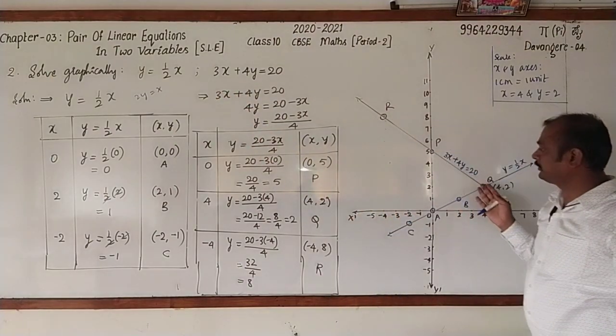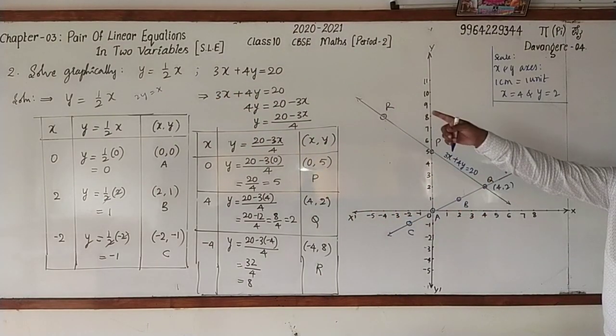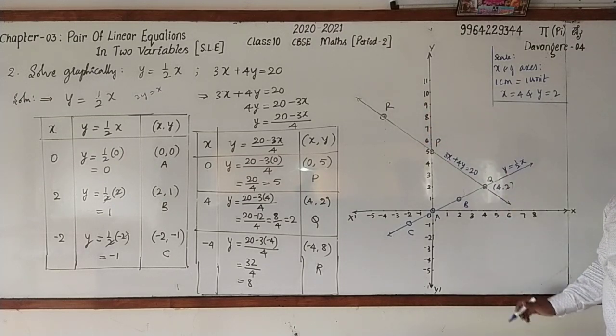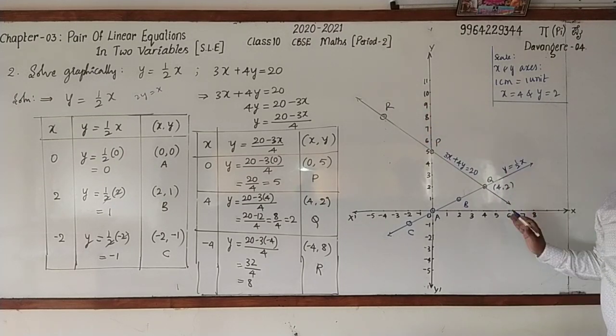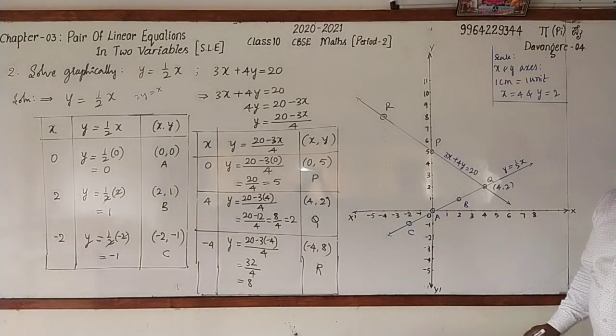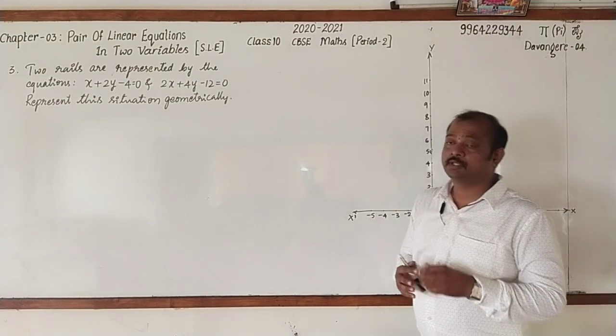And this is the graphical method to find out the solution for the equations y equal to half x and 3x plus 4y equal to 20. Clear? Yes. Please go for copy. Now let's move on to the third one.